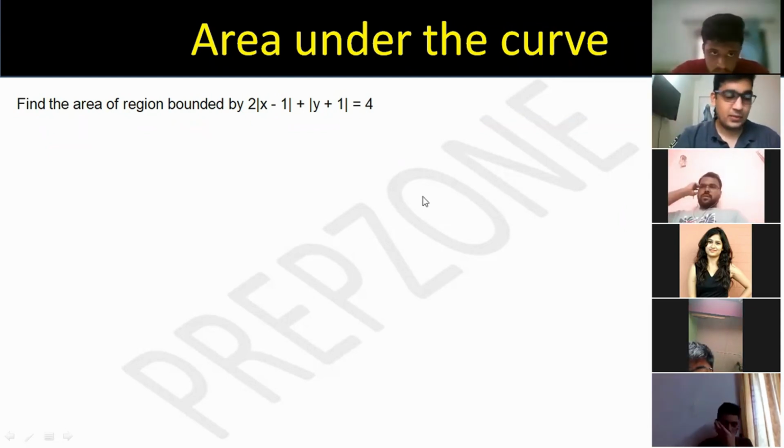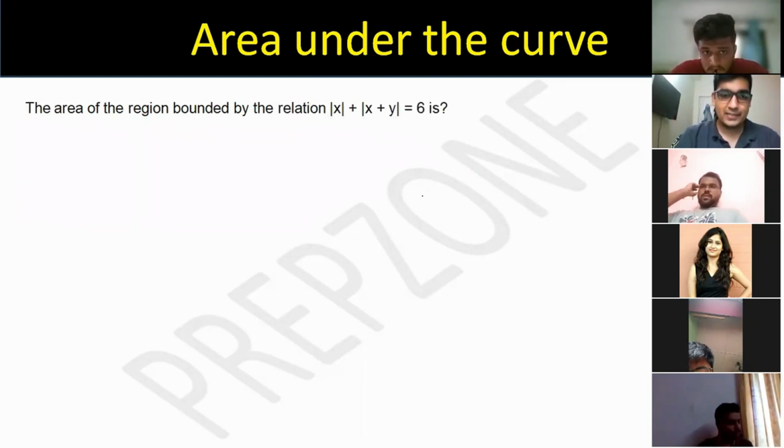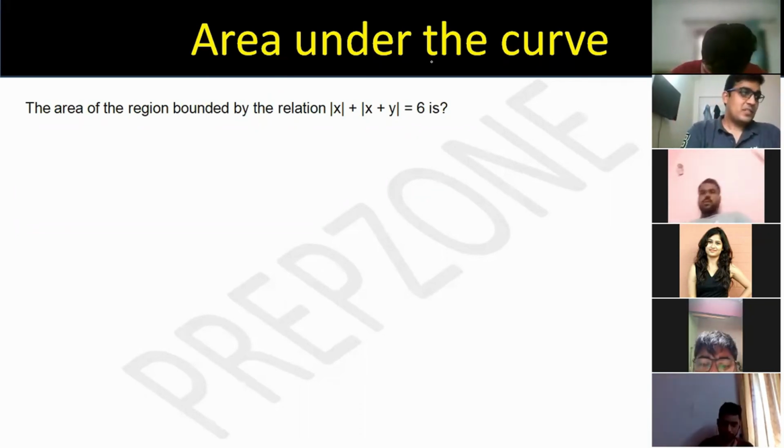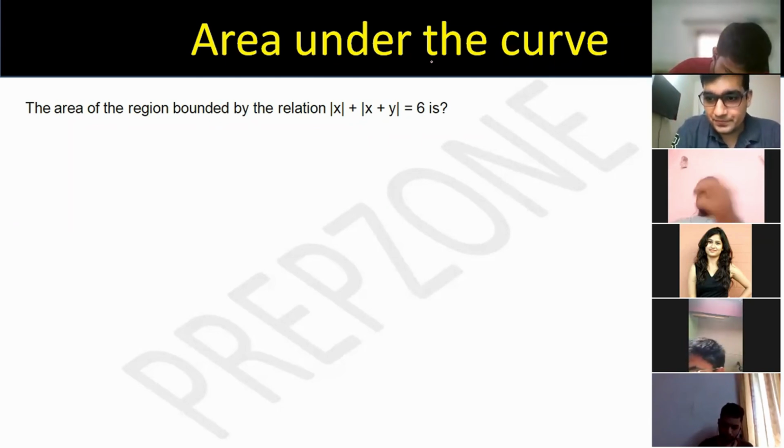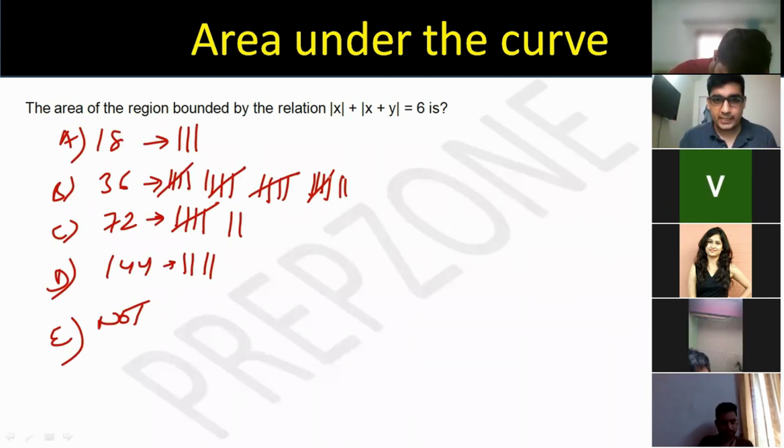Now I think we have done easy questions. Let's slightly change the course. Let's solve this one. Options are 18, 36, 72, 144. And none of these. Okay, time up. Priyanshi, please explain.